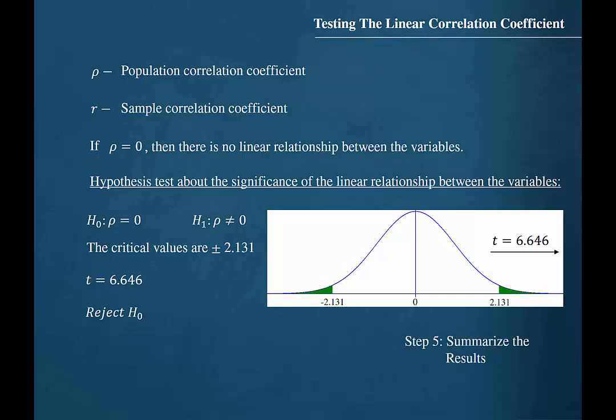Step 5 is to summarize the results. Since we have rejected the null hypothesis that the population correlation coefficient is equal to 0, we conclude that it is not 0. Therefore, we conclude that there is a significant linear relationship between hours spent studying and GPA.